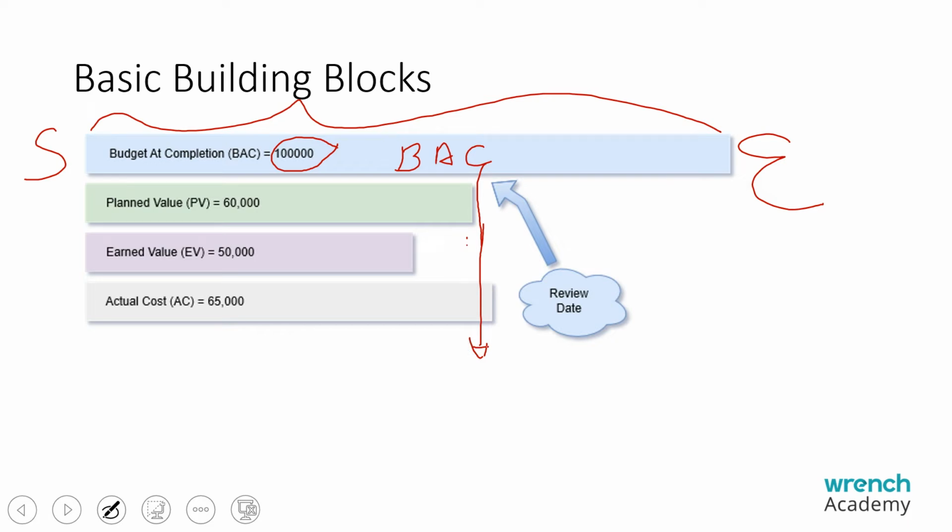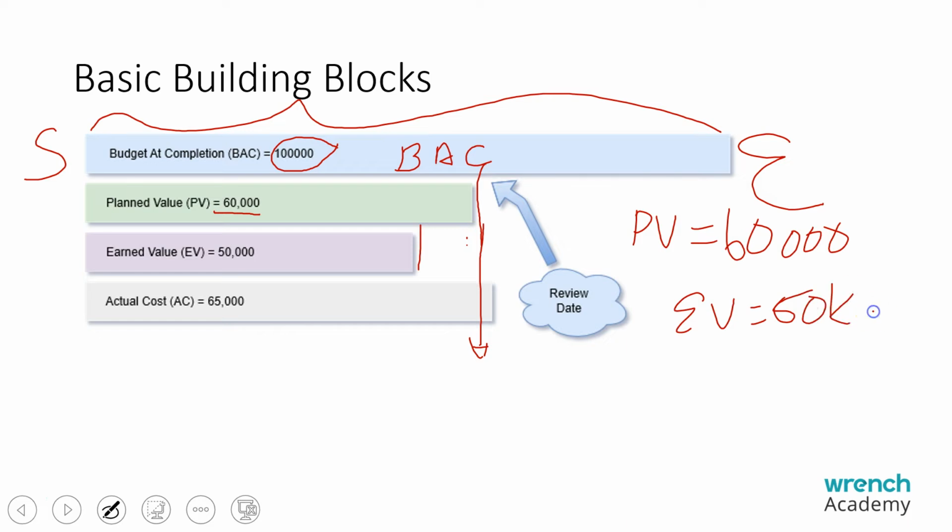As on the review date, I'm supposed to complete work worth 60,000. So my planned value is 60,000. And out of the planned work, I could complete only this much. So my earned value is 50,000. And for completing the 50,000 worth of work, actually I spent 65,000. So the actual cost is 65,000.